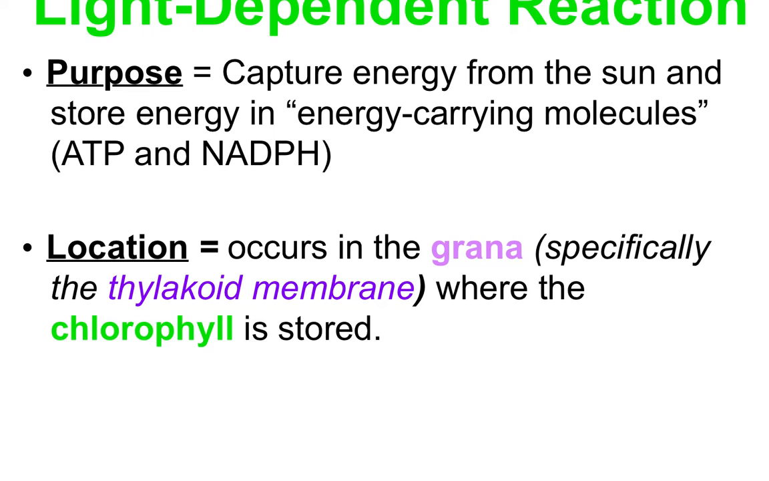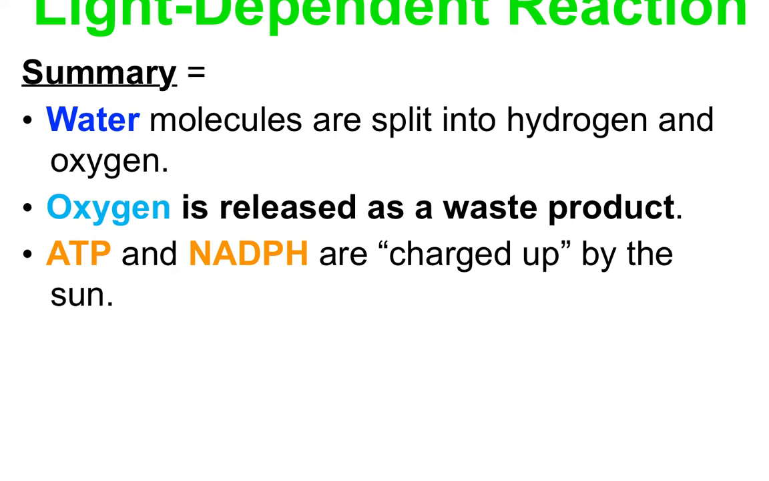All right, so where does this happen? This happens in that grana stack, specifically those thylakoid membranes, and that's where chlorophyll is and where it's stored. So it happens in that organelle. In the light-dependent reactions, a water molecule is split into a hydrogen and oxygen, and that oxygen is released as a waste product, and so ATP and NADPH are kind of charged up by the sun.